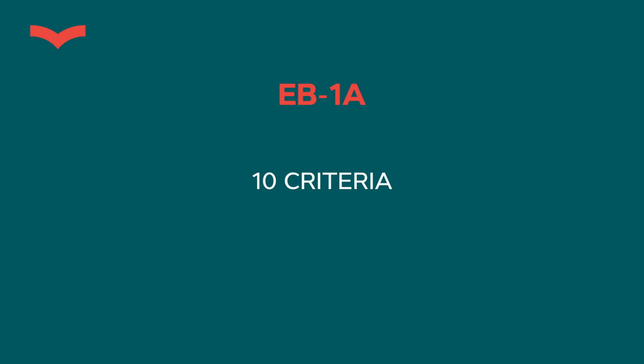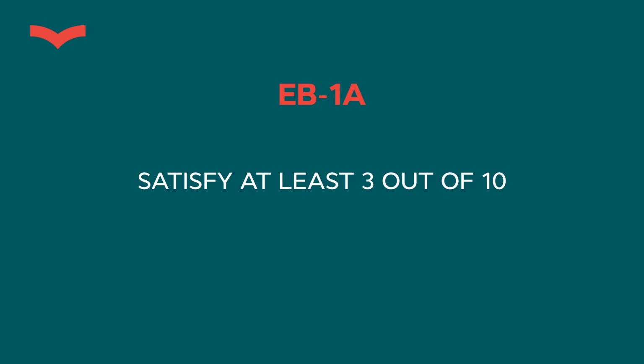Let's compare it to the talent visas. The talent visas are EB-1A, that's number one. And of course, there's O-1, O-1A, and O-1B. Those are non-immigrant work visas. And those visas have a number of criteria. Let's talk more about EB-1A because it's also a green card. That visa has 10 criteria. You have to satisfy at least 3 of them.